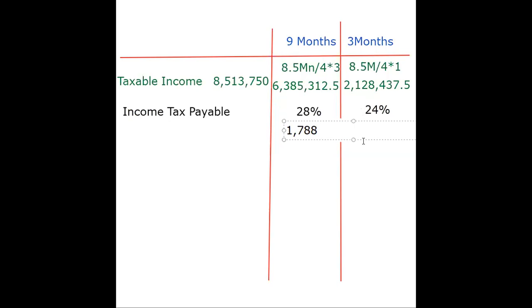Then here is 2,128,437 into 5 into 24, 511, right? In thousand. Here I am just mentioning in thousand in order to save the space, right?